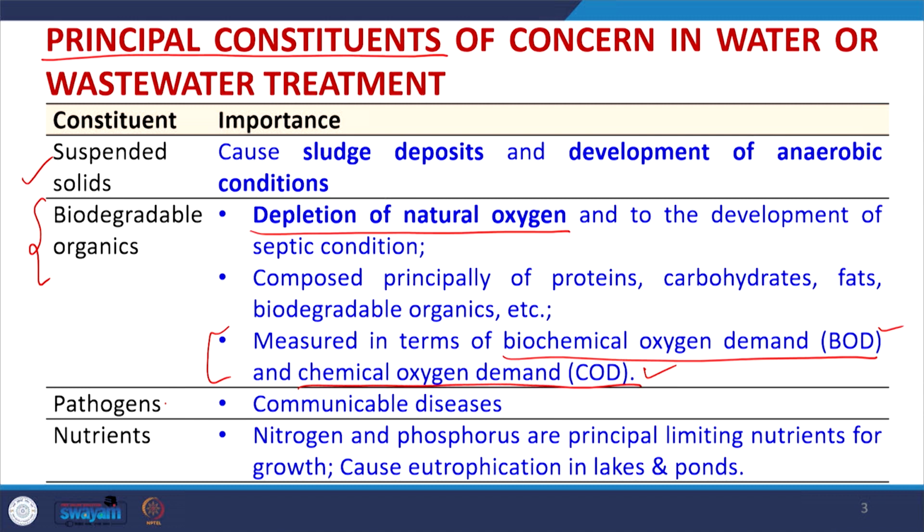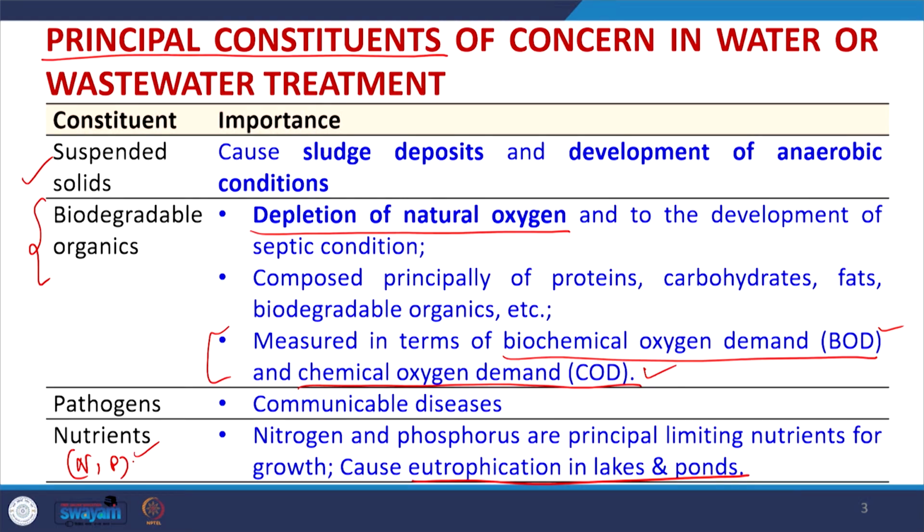Pathogens may also be present, and if they are present, they will cause diseases to various persons who are using this water. Similarly, nutrients like nitrogen and phosphorus, if they are present inside the water, are the principal nutrients for growth. So, they may cause eutrophication of the lakes and ponds, and in the longer run it may not be helpful. So, we need to avoid release of nitrogen and phosphorus in the wastewater.